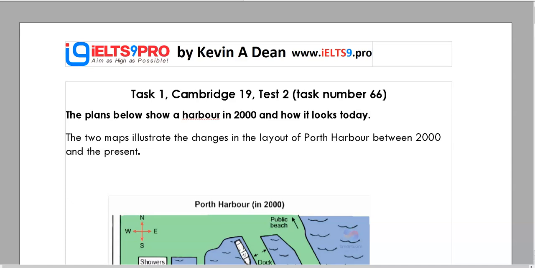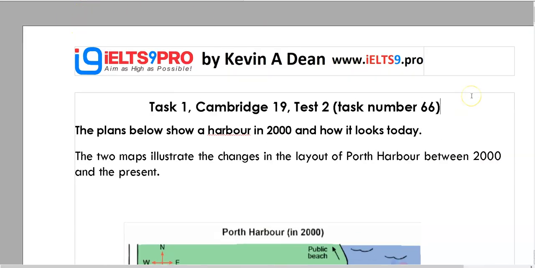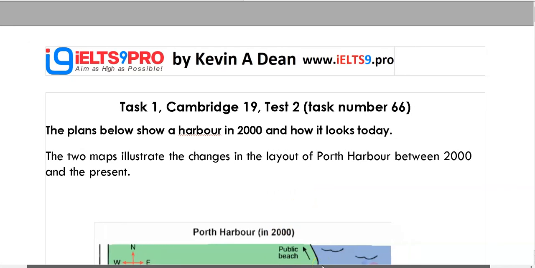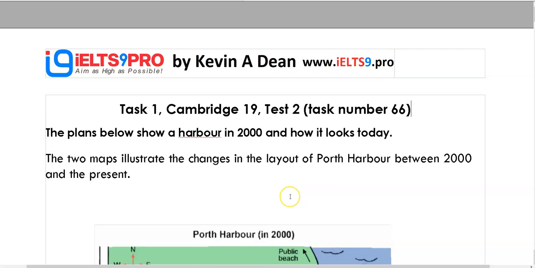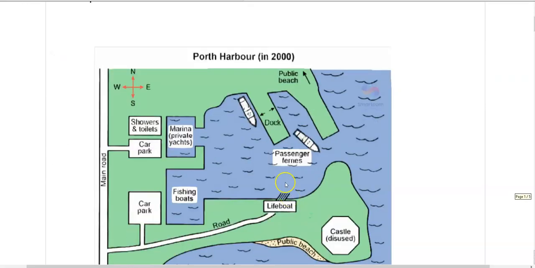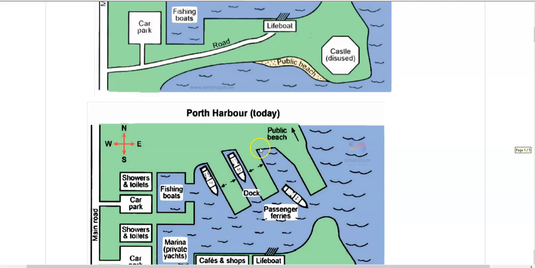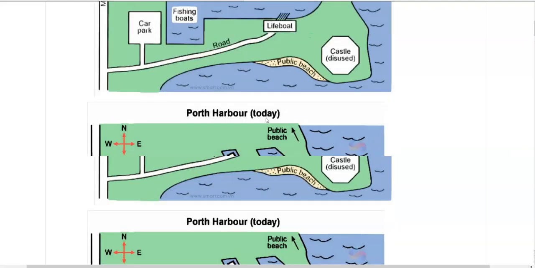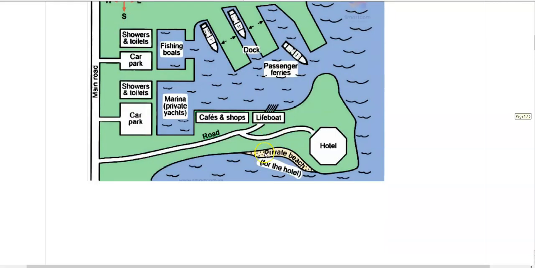So, a bit of a change. We haven't done the task one's for a while. Now we've been concentrating on essay tasks. So, we're going to finish off the ones from Cambridge 19. I think we've just done one so far. So this is the one about Porth Harbour in 2000 and Porth Harbour today.